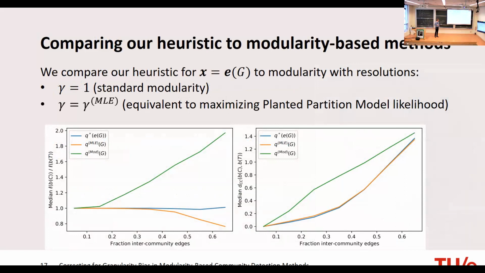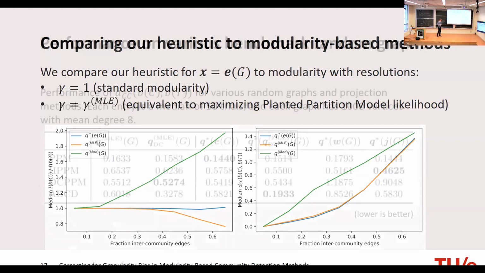So what we get is, if we compare this to standard modularity, with the resolution parameter 1, and another way to set this resolution parameter, and then we plot the latitude that we get as a function of the fraction of intra-community edges, we see that standard modularity goes up quite rapidly, and this maximum likelihood method stays accurate quite well, but then also deviates, while ours stays constant quite long. And if we compare the actual performance of these, so the similarity to the ground truth, we see that these two, so maximum likelihood and our heuristic, perform quite on par.